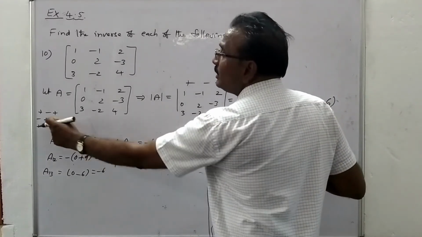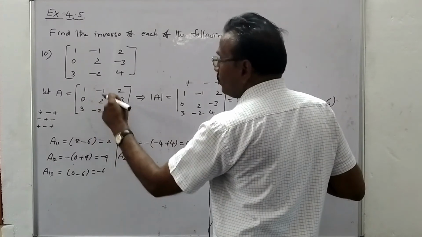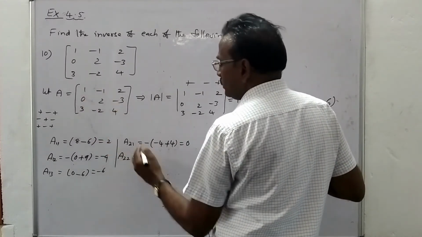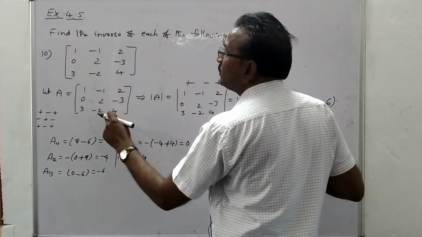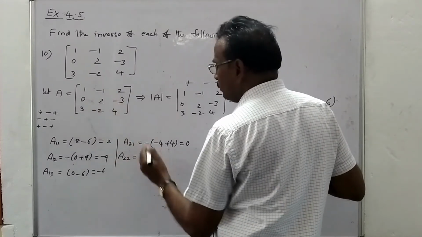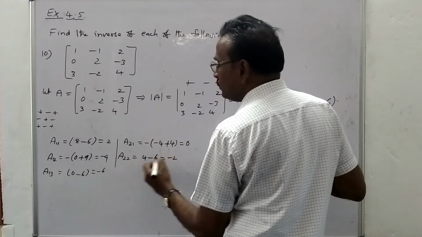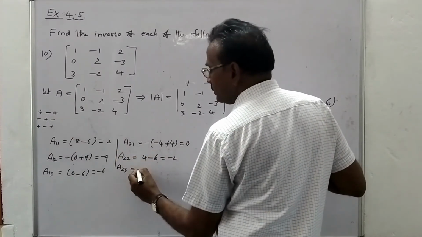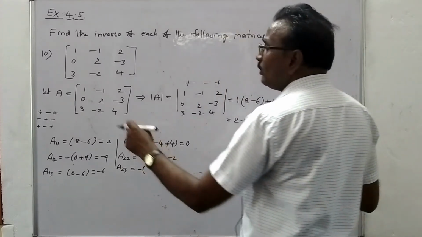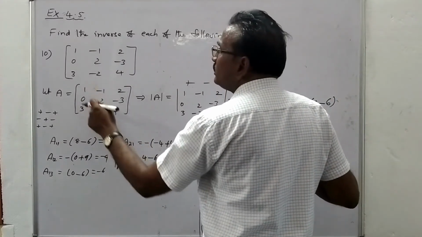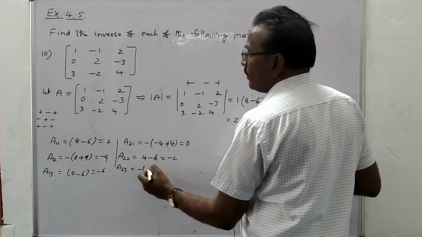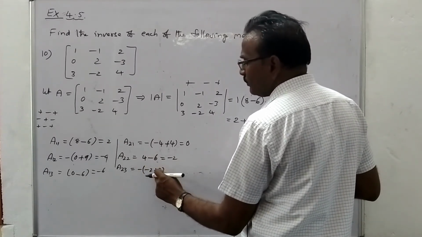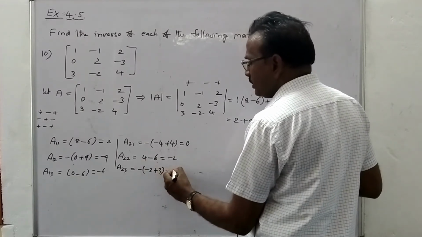a22 sign is plus, deleting second row second column: 1 into 4 is 4, minus 3 into 2 is 6, the value is minus 2. a23 sign is minus, deleting second row third column, so that is 1 into minus 2 is minus 2, minus of minus plus 3, that is minus 2 plus 3 is equal to plus 1, plus 1 into minus is minus 1.